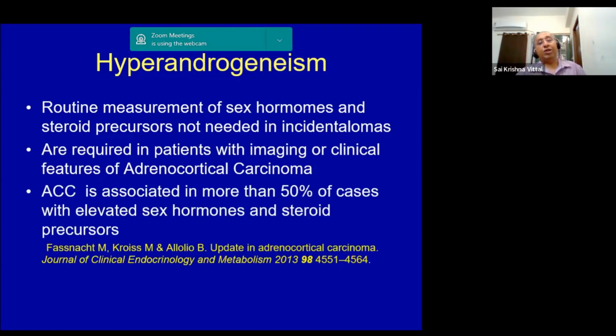Why? ACC is associated in more than 50% of cases with elevated sex hormones and steroid precursors. Normally, you'll do a DHEA, that is dehydroepiandrosterone sulfate, androstenedione, and maybe a 17-hydroxyprogesterone. This would be the basic sex hormones you would do.